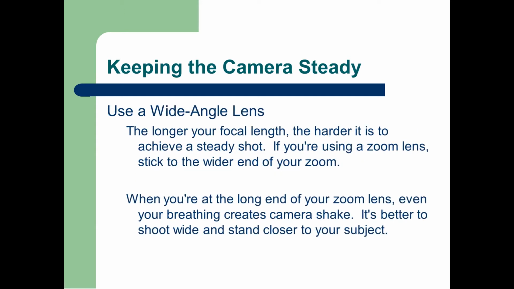Also, to keep the camera steady, or appear to be steady, you want to use a wide-angle lens, or the wide-angle setting on your zoom lens. The longer your focal length, the harder it is to achieve a steady shot. If you're using a zoom lens, stick to the wider end of your zoom. When you're at the long end of your zoom lens, even your breathing creates camera shake. It's better to shoot wide and stand closer to your subject.